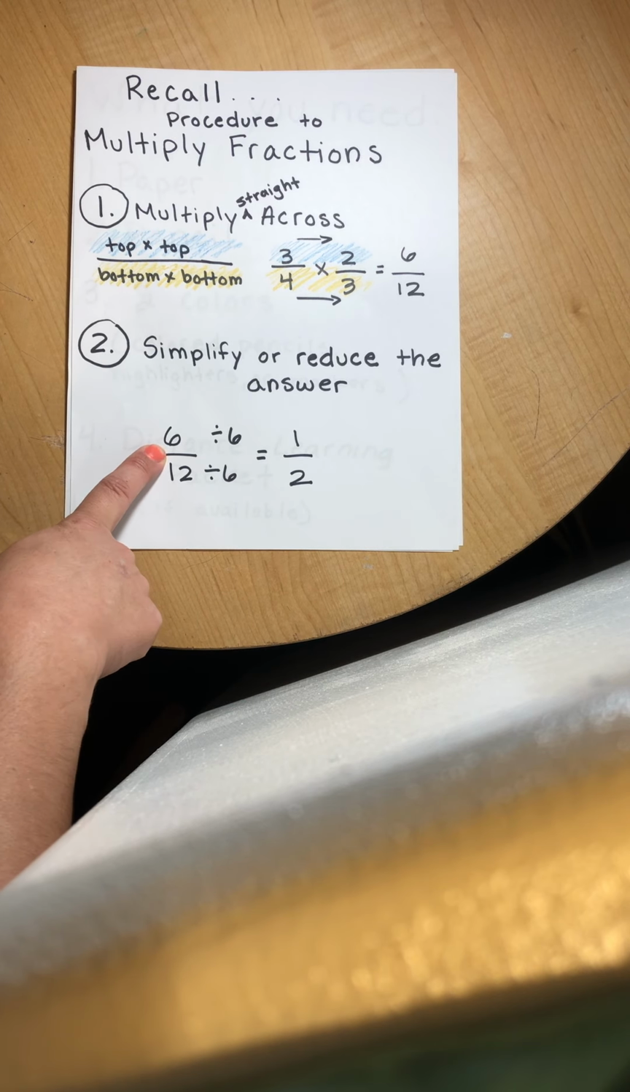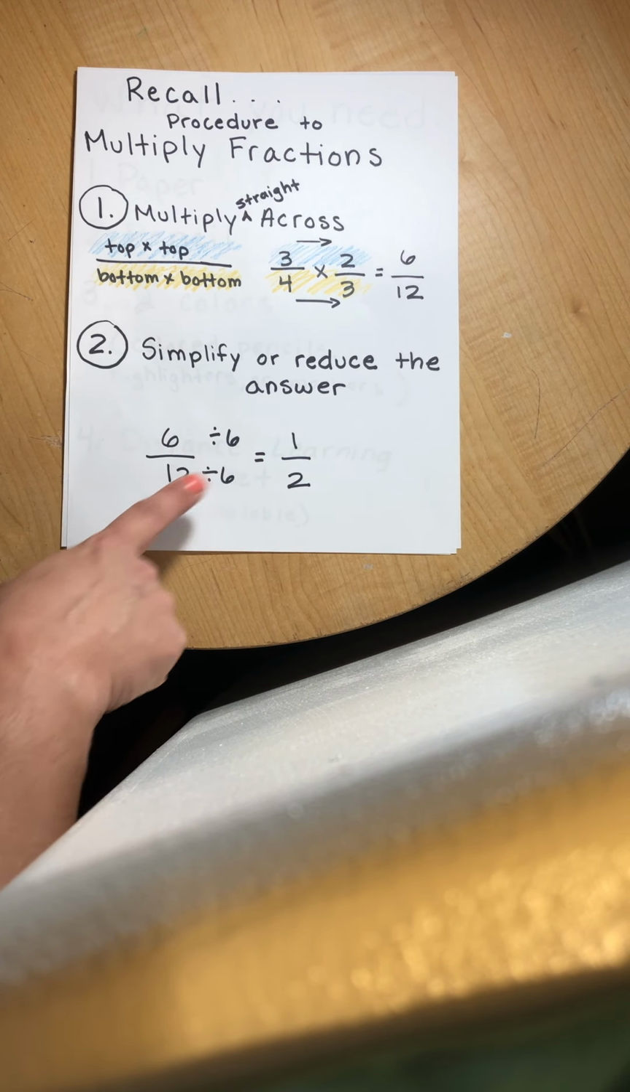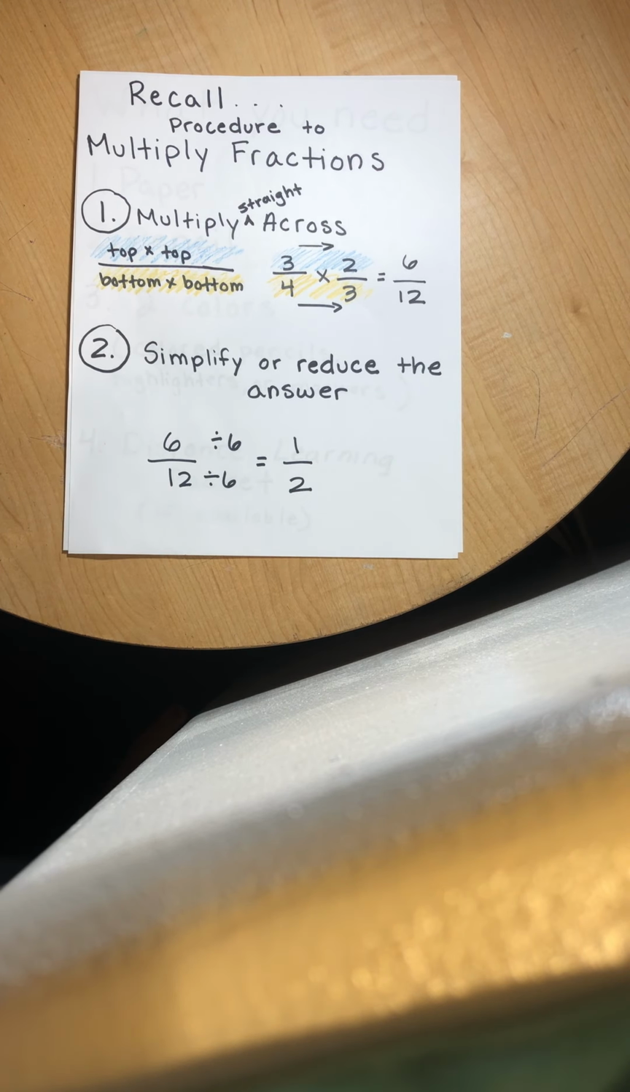In this case, this can be divided by 6. 6 divided by 6 is 1, and 12 divided by 6 is 2. Making the simplified answer to this problem 1/2.